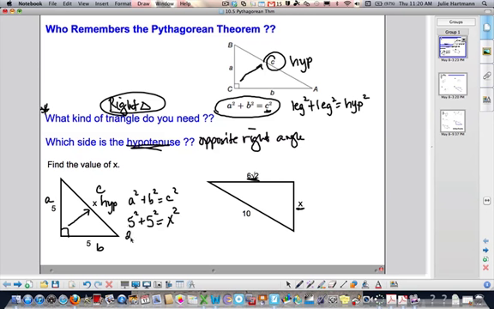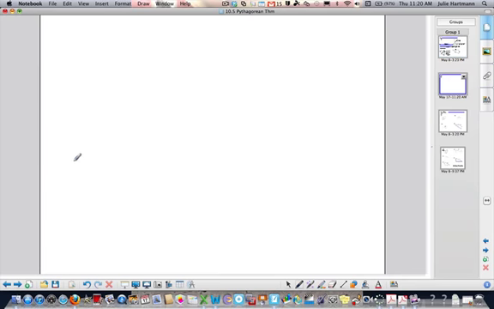Okay, so 5 squared is 25. So we have 25 plus 25 is 50. 50 equals x squared. How do we solve? I'm going to do a little side note on another piece of paper here. X squared equals 50. How do we solve that?